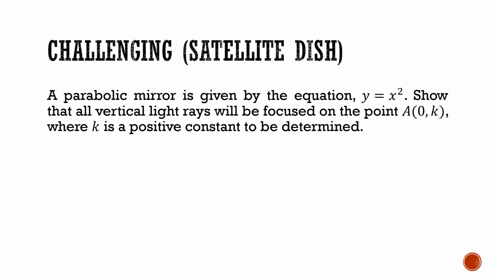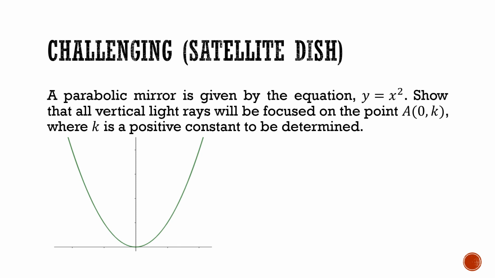So let's cap off this topic with a bonus question on the satellite dish. So we start off with a parabolic mirror. I've drawn it in green here. And the idea is that it's given by the equation y equals x squared, although any quadratic equation would still work.